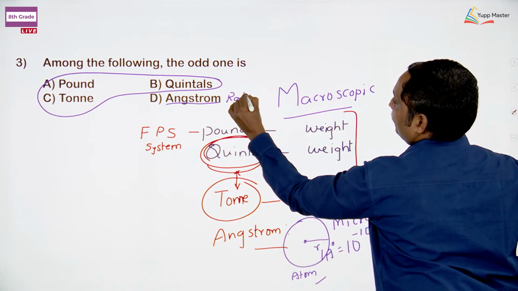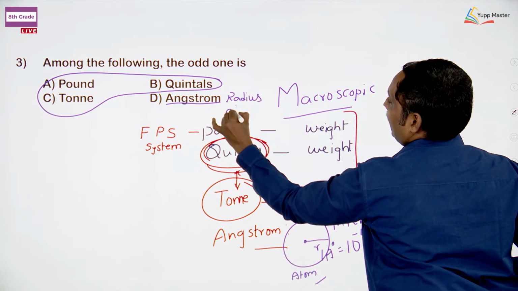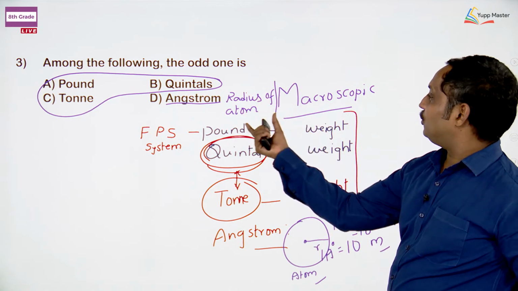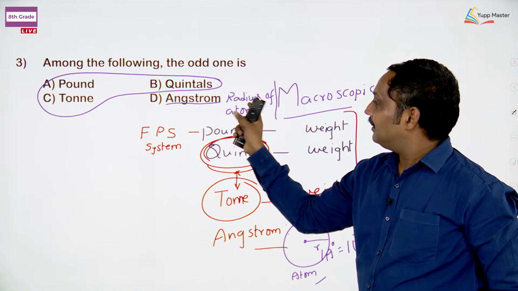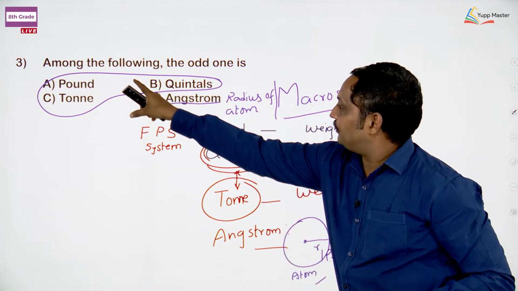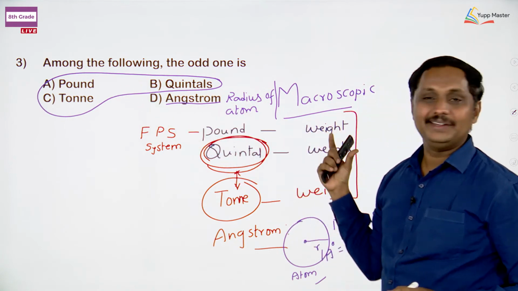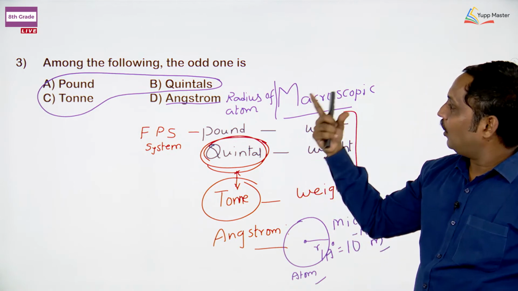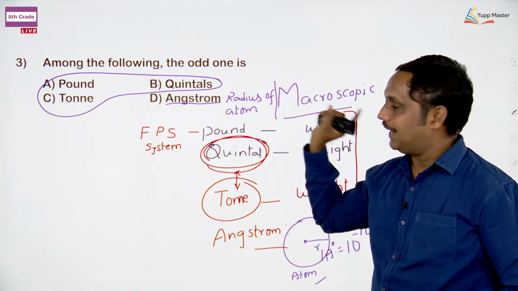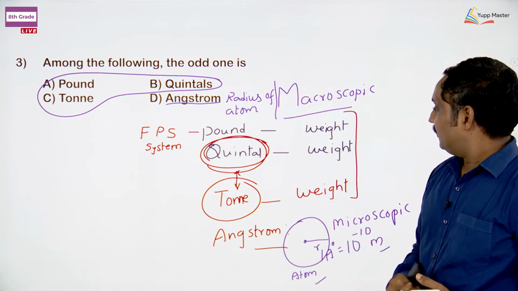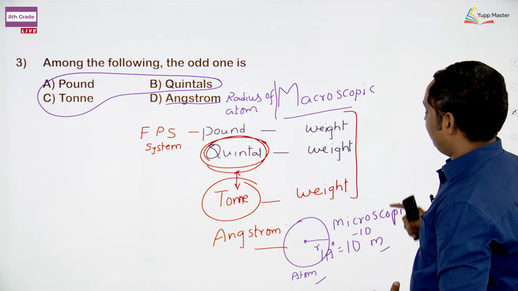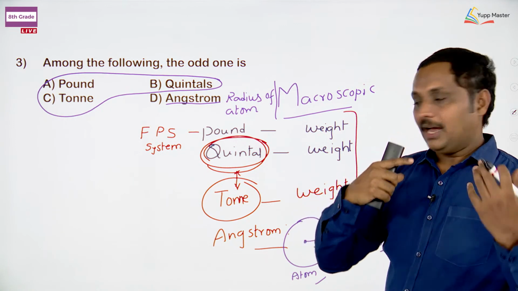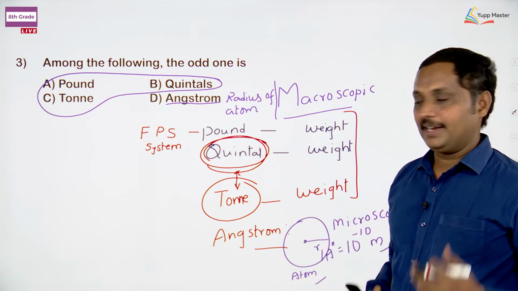They are going to represent the radius of an atom. It is very clear. So this is going to represent the length. These are all going to represent the weight. Now we can differentiate among all, which one is the odd one? Angstrom. It is very clear. Now we can discuss that very deeply, microscopic and macroscopic, how we have the measurement process. It's very clear.